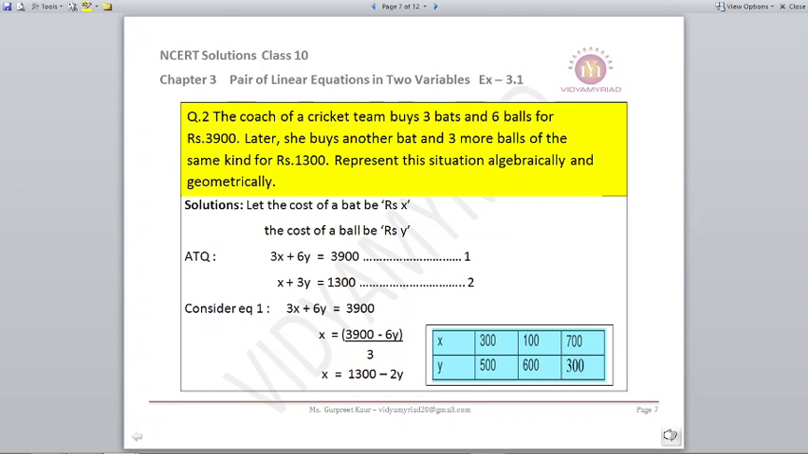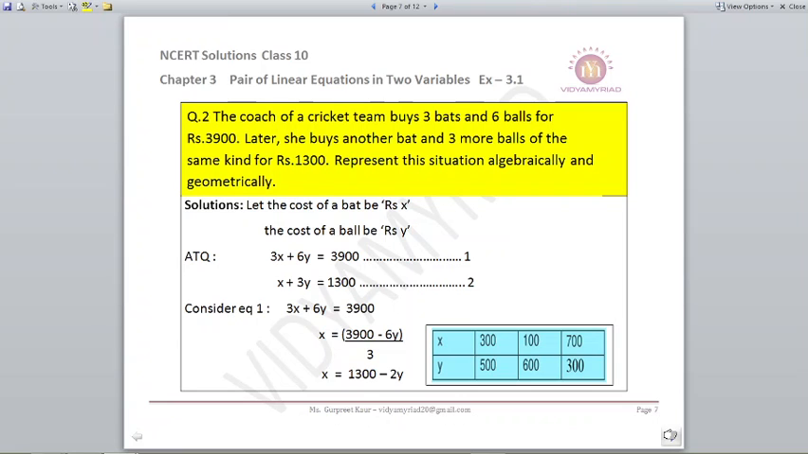Question number 2. The coach of a cricket team buys 3 bats and 6 balls for rupees 3900. Later, she buys another bat and 3 more balls of the same kind for rupees 1300. Represent this situation algebraically and geometrically or graphically.